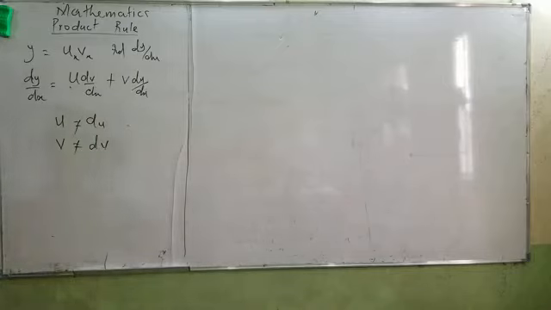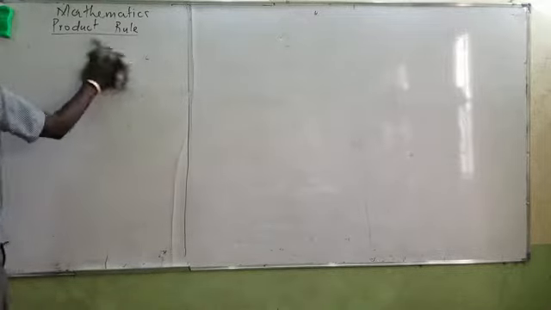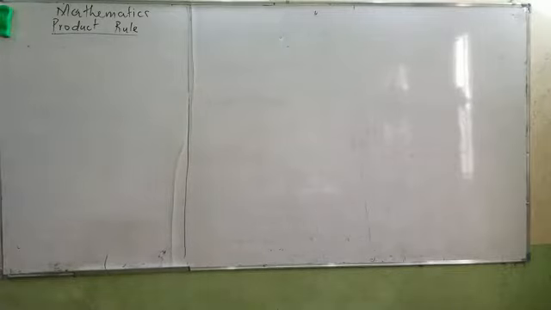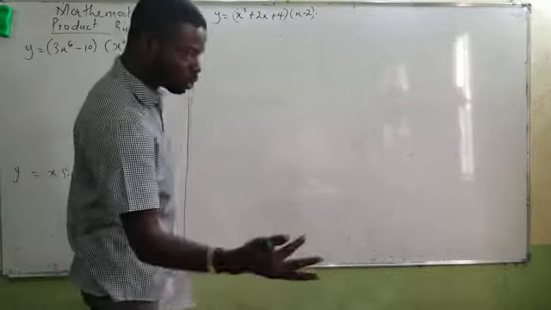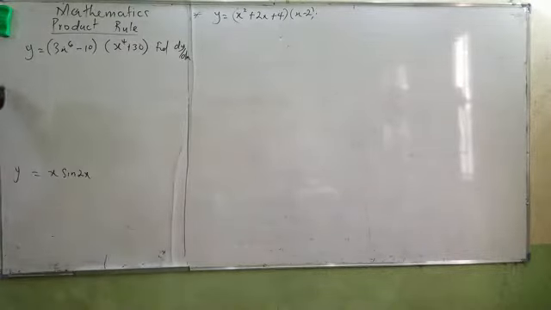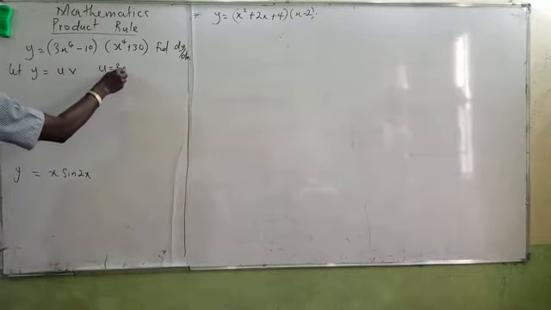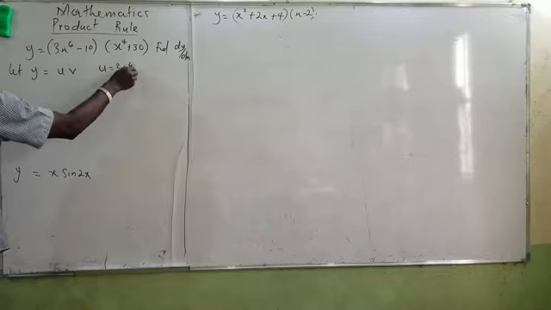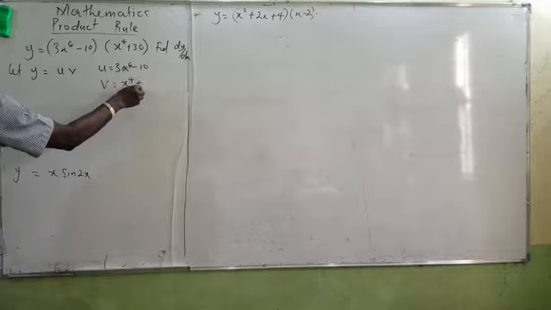Now, there are some problems here that will really help to handle something on the product rule. Permit me to write out some questions. Okay, look at this one. It's very simple to understand. Just say let y equals uv. My u will be equal to 3x raised to power 6 minus 10, and my v will be equal to x raised to power 4 plus 30.